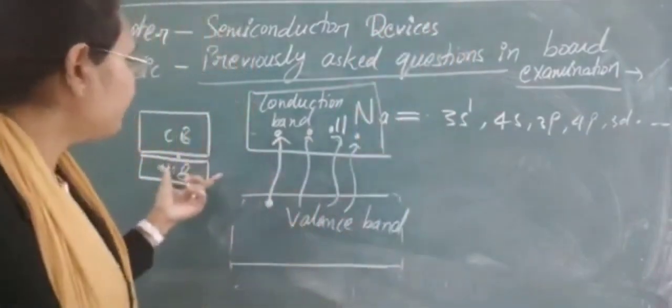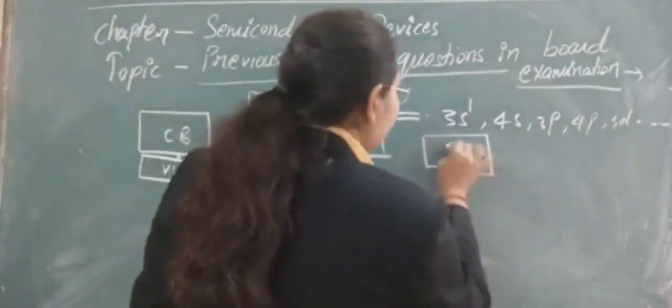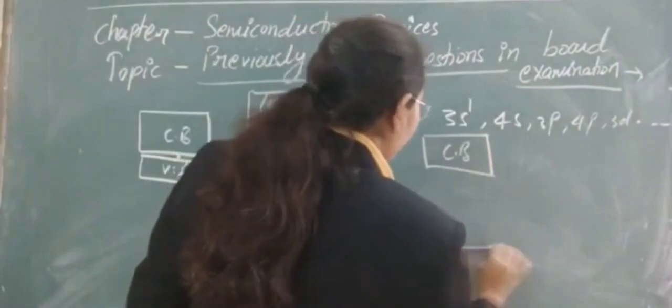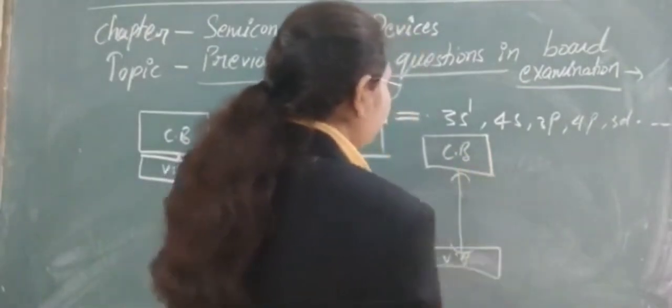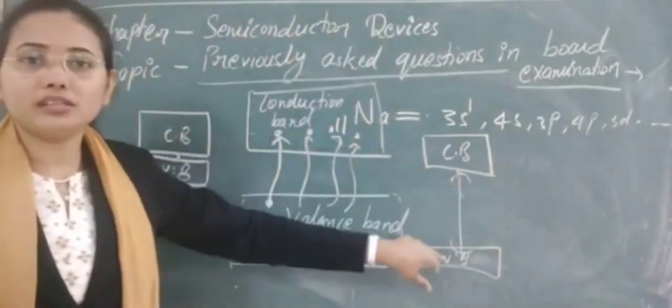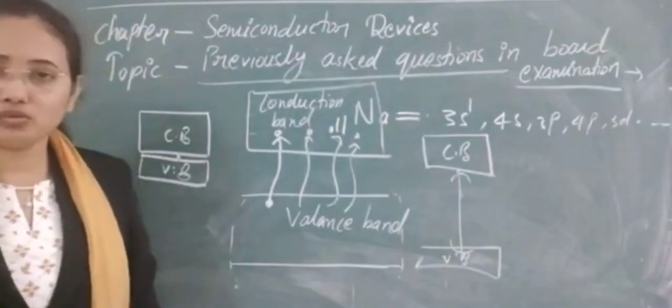So if you have to represent an insulator by a band picture, this is the conduction band, and this is the valence band. There a large amount of energy is needed to cross this forbidden energy band gap. This is the band picture of an insulator.